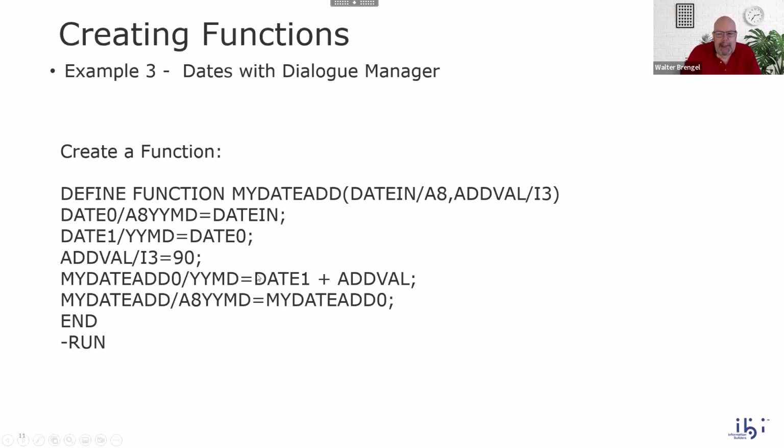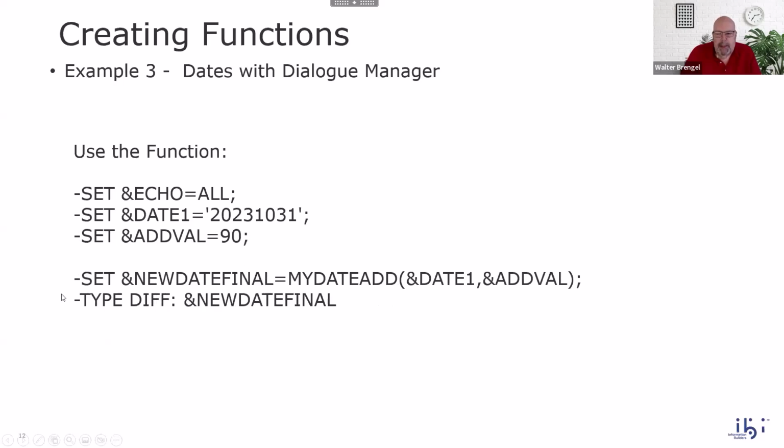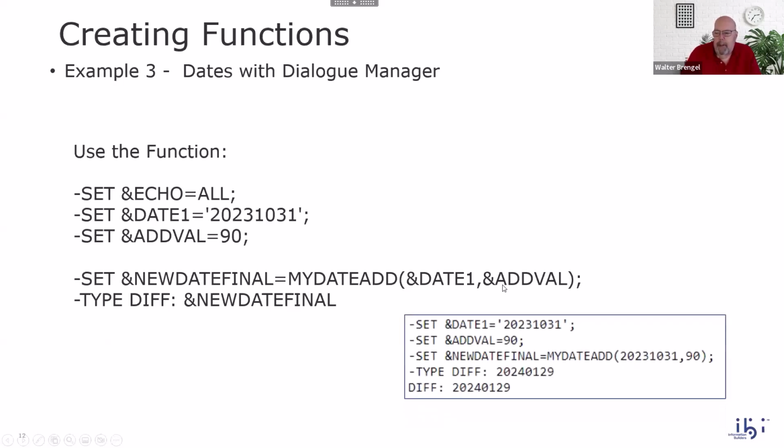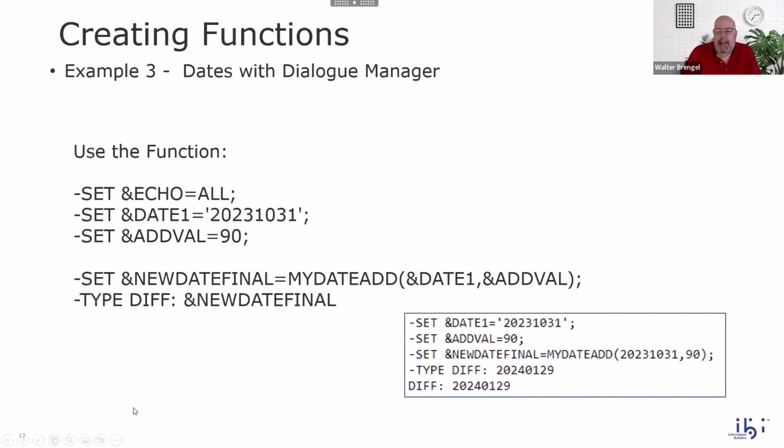Once this is in place, in order to use it, you just say set &newdatefinal equals my date add, first parameter, second parameter, and you're done. And I also now get the correct date that I wanted.